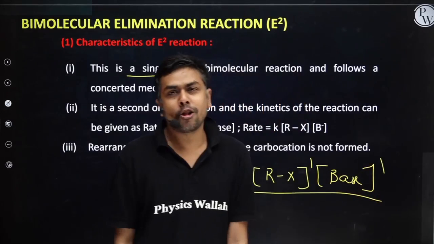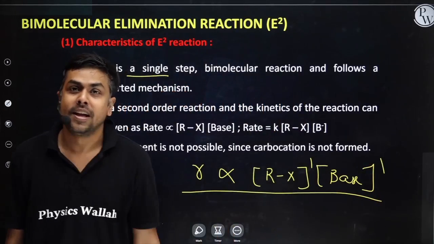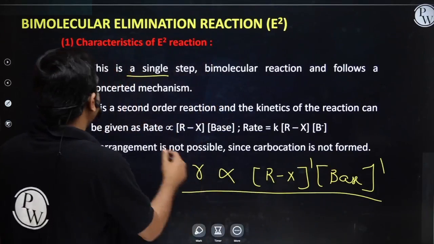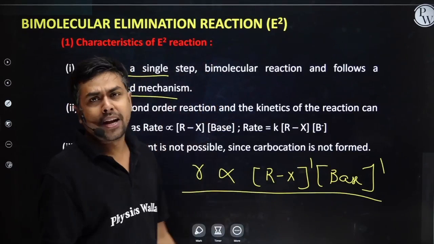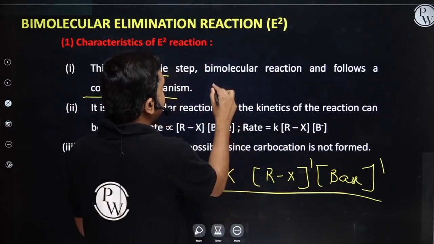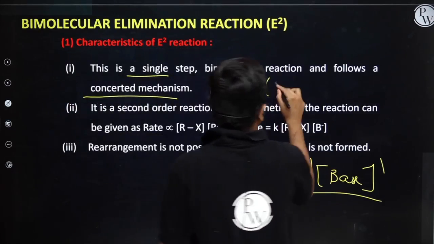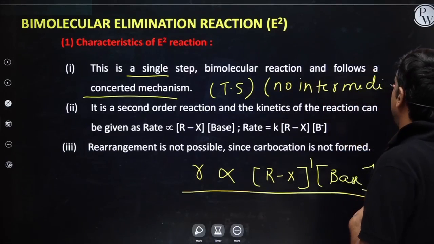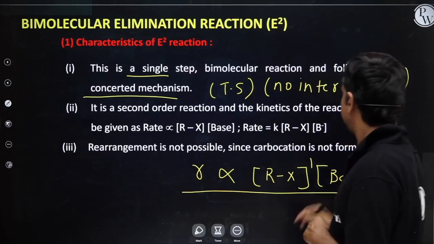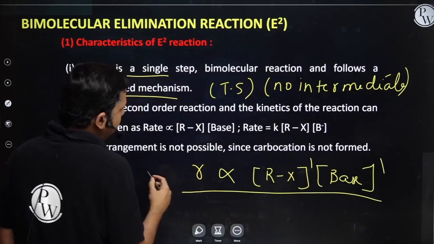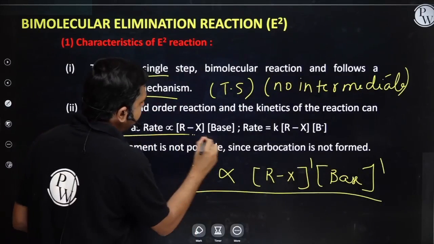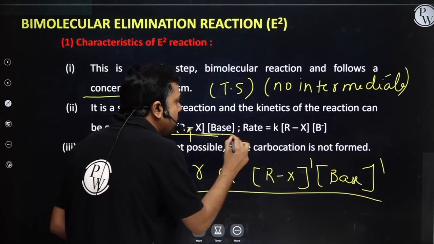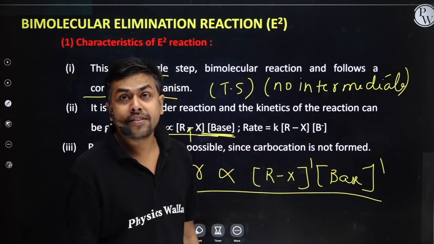So what's the overall order of this reaction? 2. It's a second order and bimolecular reaction. Am I clear? It follows concerted mechanism. The reaction occurs via TS itself. No intermediate. I hope this statement is also clear. Rate of reaction is directly proportional to the concentration of alkyl halide as well as the concentration of base.